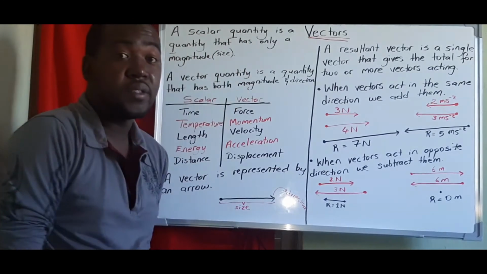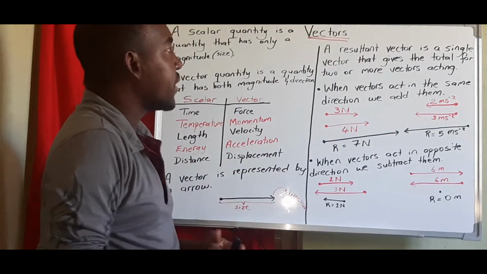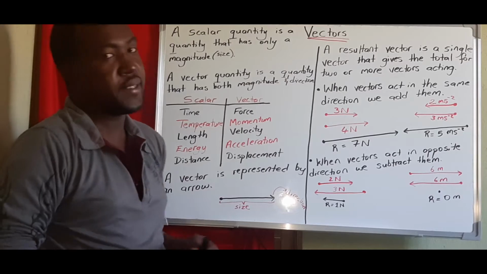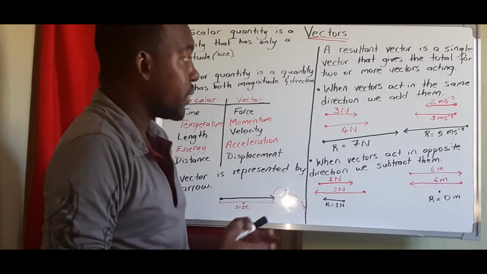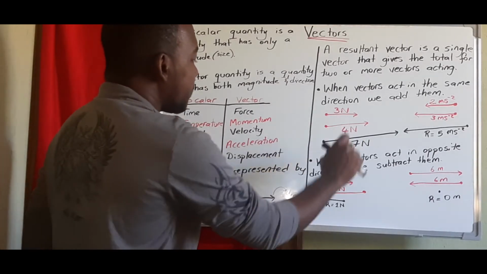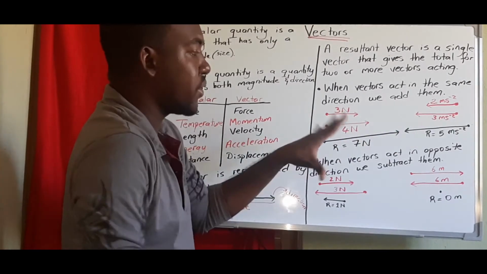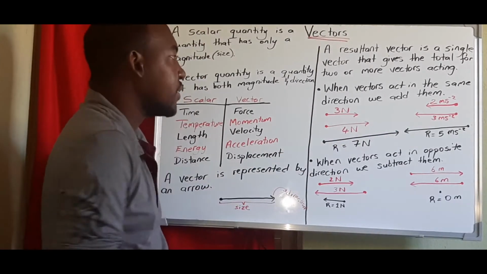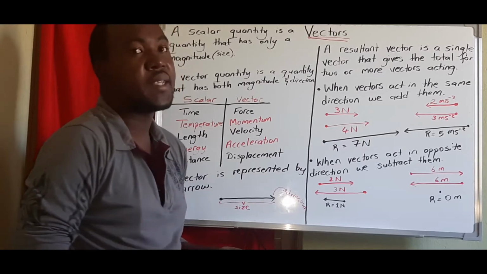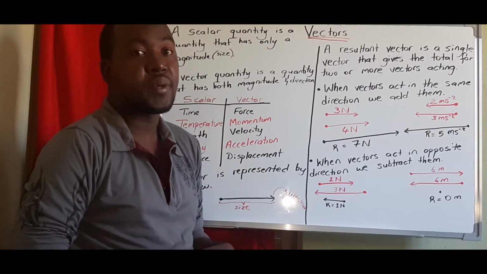Alright, so we're going to look now at resolving vectors that are acting perpendicular to each other, because these were parallel vectors which we add or subtract. Now we're going to look at what happens if the vectors are acting on an object perpendicular to each other.